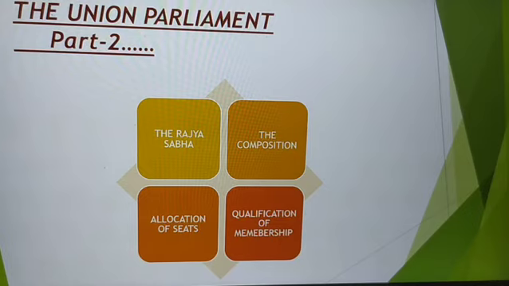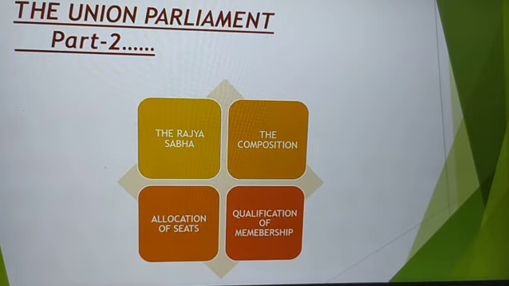Now the presiding officer, the Vice President of India, is ex-officio chairman of Rajya Sabha. So by default, because he is the Vice President of India, he becomes the chairman of Rajya Sabha. However, when he is acting as the President of India, in that case the Deputy Chairman, who is chosen among the members of Rajya Sabha, will take his position and discharge his functions.